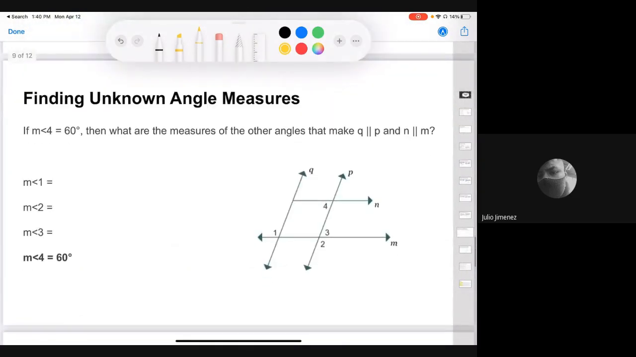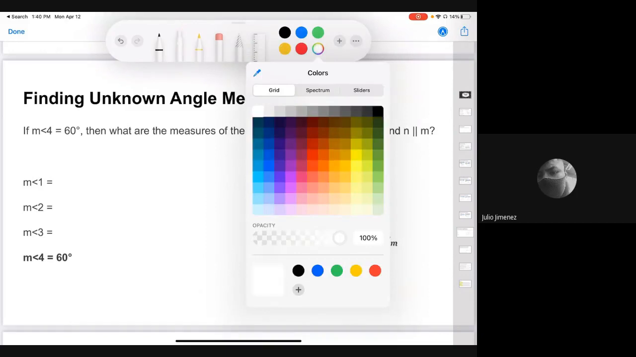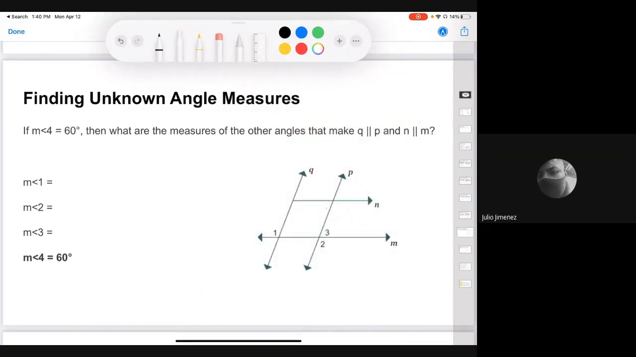So say that I'm asked to find the unknown measures of this diagram right here. And I'm told that the measure of angle 4 is 60. This is 60. Well, it says if the measure of angle 4 is 60, then what are the measures of the other angles that make Q parallel to P and N parallel to M? So basically, what I'm trying to identify is if these things are in fact parallel, am I able to find the missing angle measures? And the answer is yes, you can.